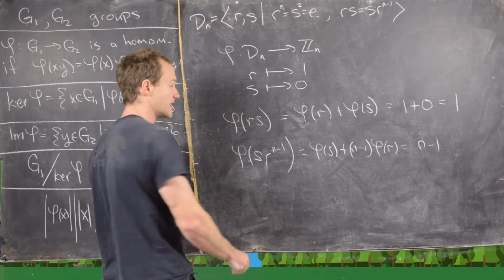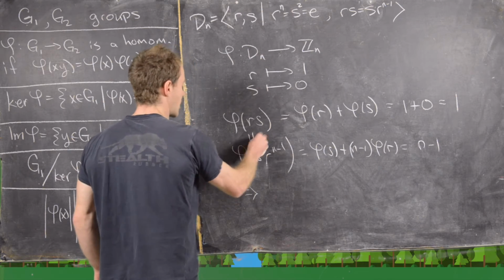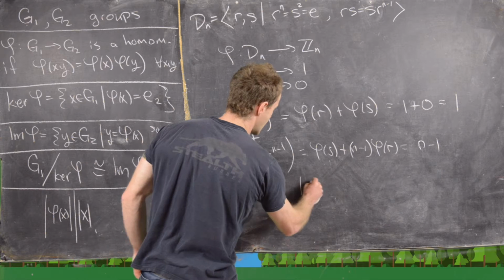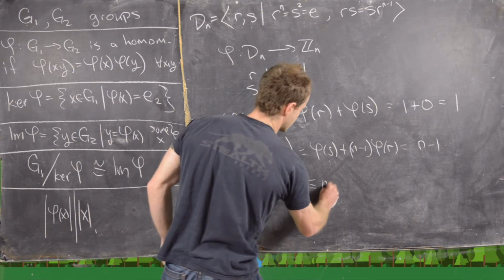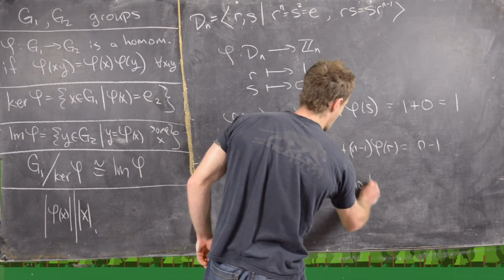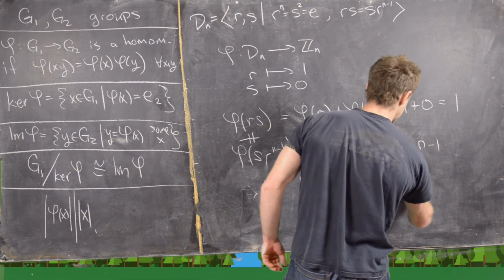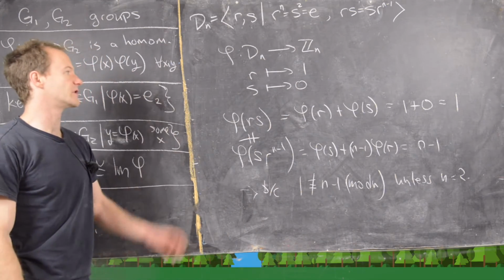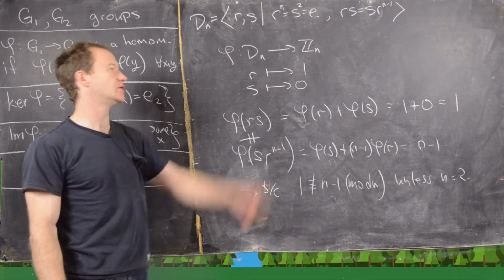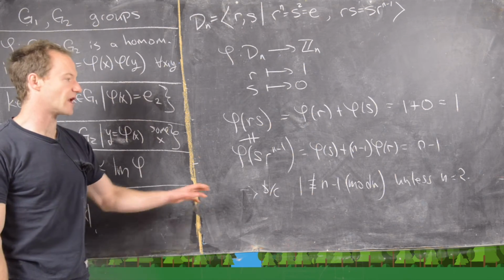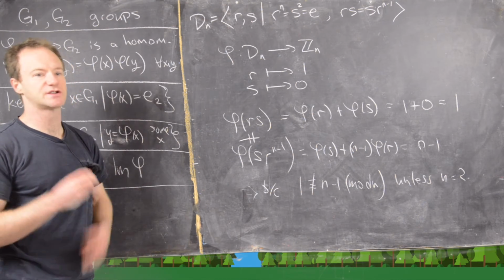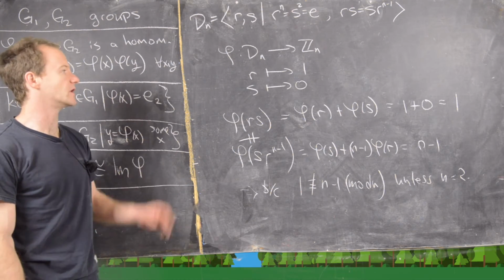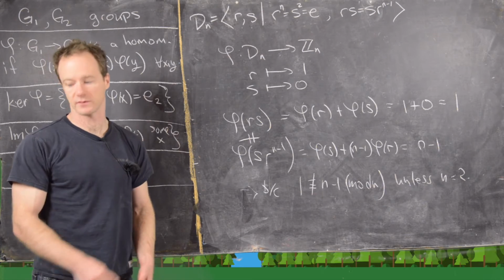But now notice that these are not equal, and that is because 1 is not congruent to n minus 1 mod n unless n equals 2. Okay, so there's a special case if we have D2 to Z2, this is going to work, but otherwise this is not going to work. So we can't have a similar example to the one that we just had before. Okay, good. I'll clean up the board and then we'll do another one.